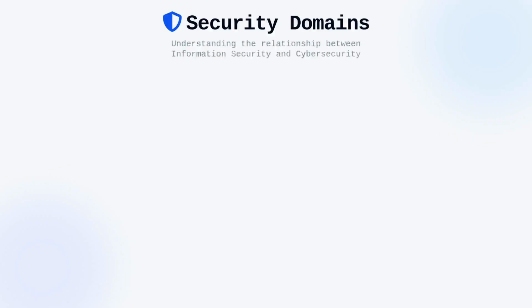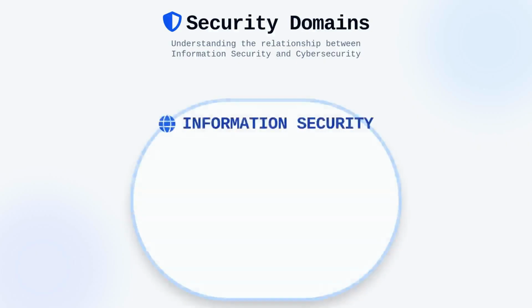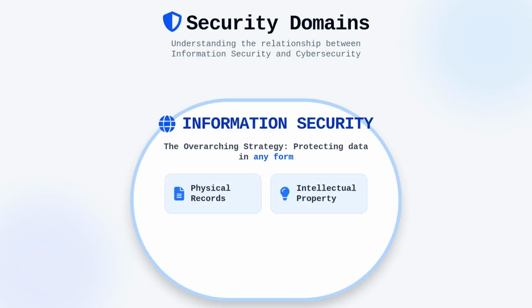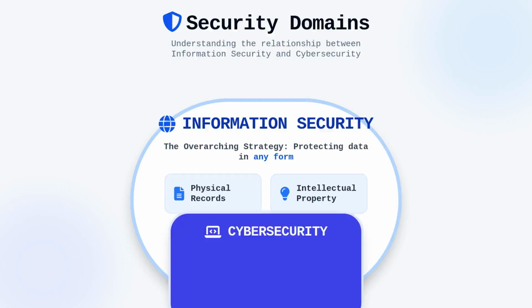Distinguishing between information security and cybersecurity is essential for any practitioner. While information security is the broad discipline of protecting data in any form, including physical records and intellectual property, cybersecurity specifically focuses on protecting systems, networks, and data in the digital realm. Think of information security as the overarching strategy, whereas cybersecurity is the execution of protection against electronic threats. Mastering this distinction ensures that you approach organizational security with the appropriate scope and focus.